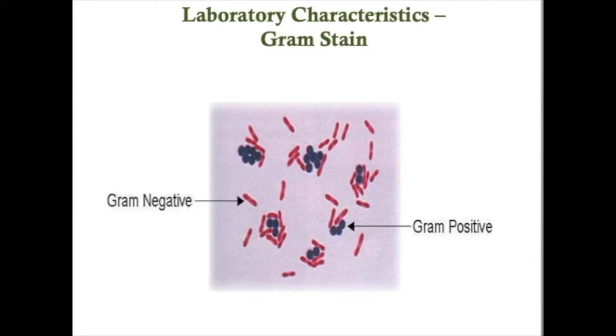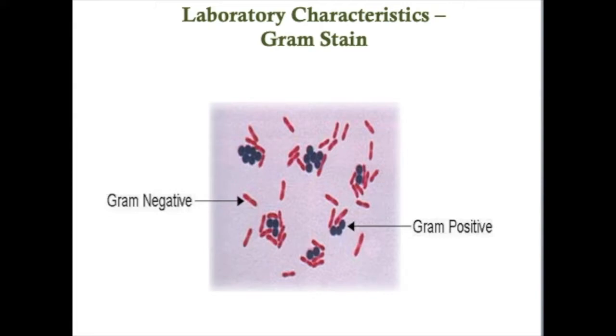The process involves three steps. Cells are stained with crystal violet dye. Next, a Gram's iodine solution, iodine and potassium iodide, is added to form a complex between the crystal violet and iodine. This complex is a larger molecule than the original crystal violet stain.